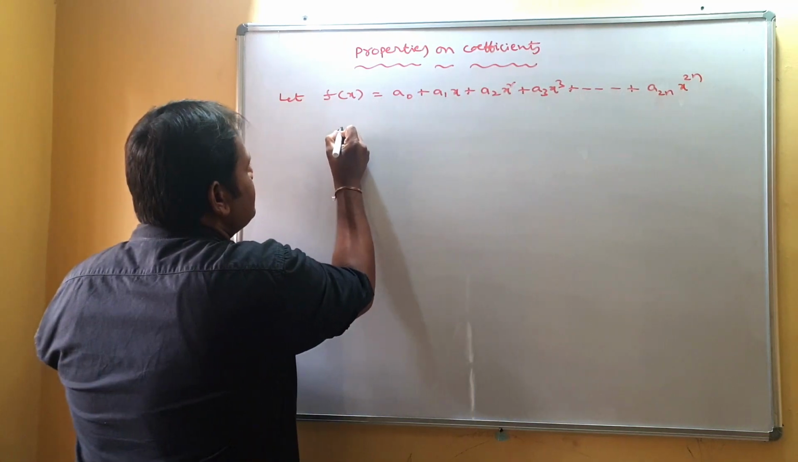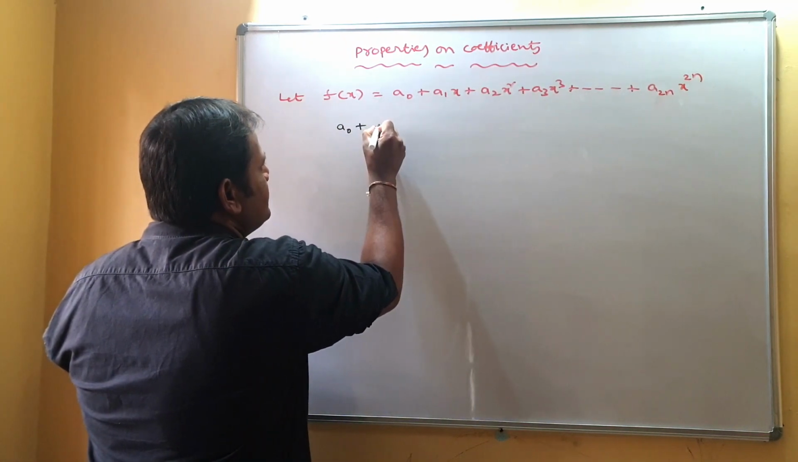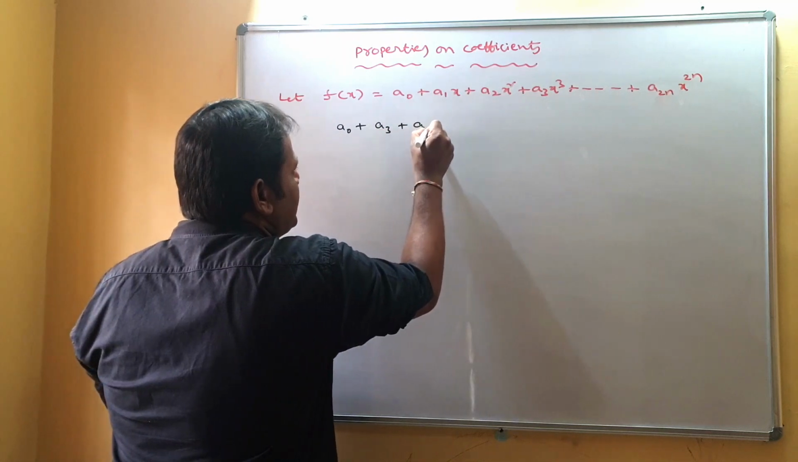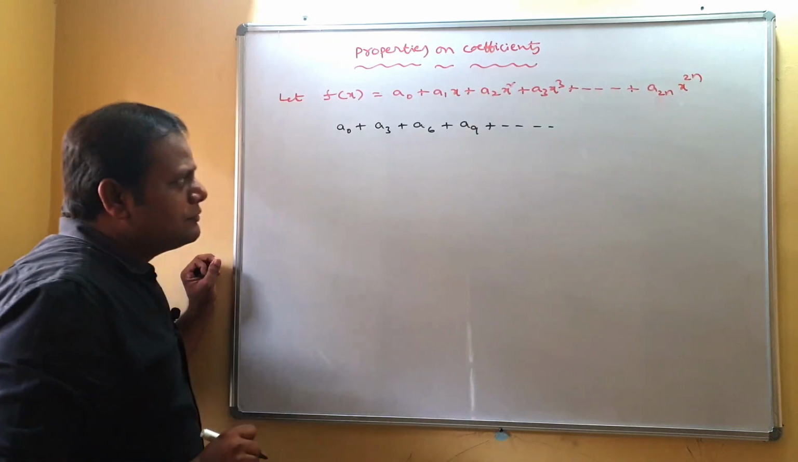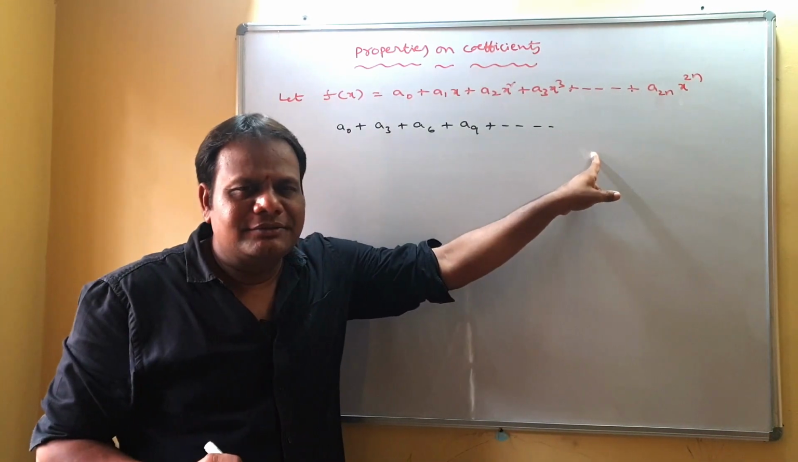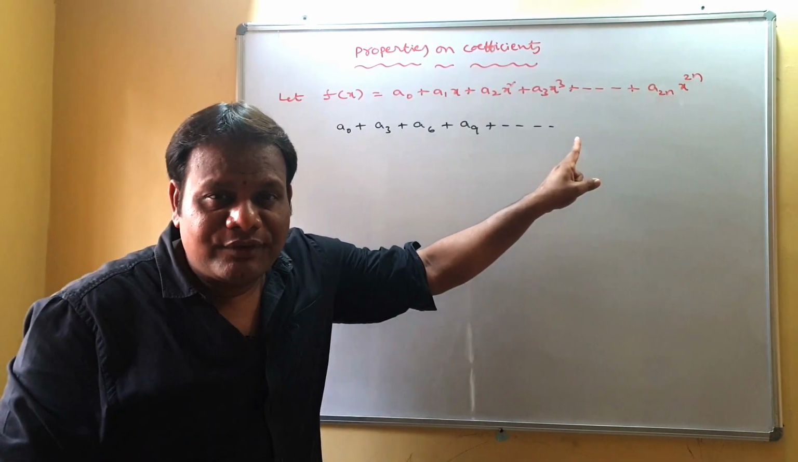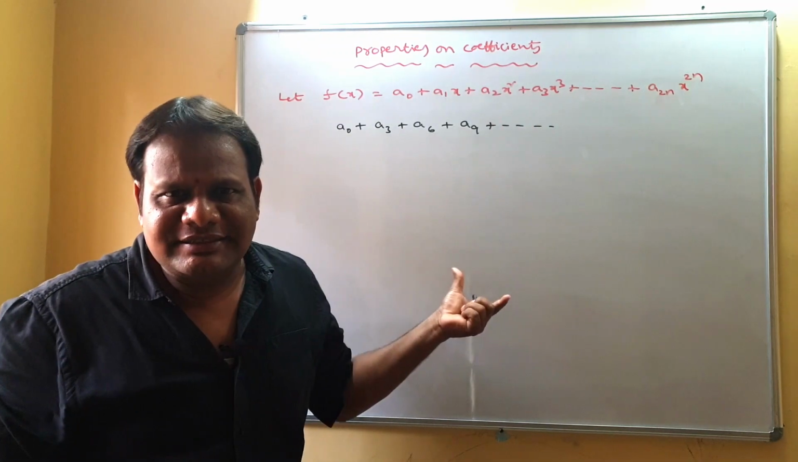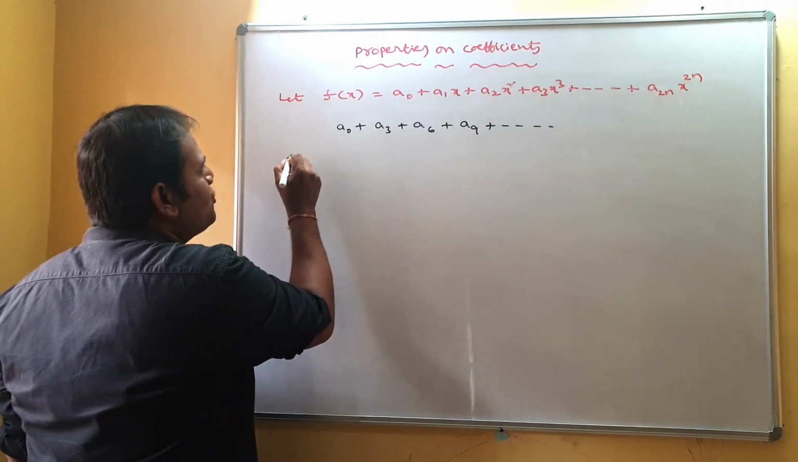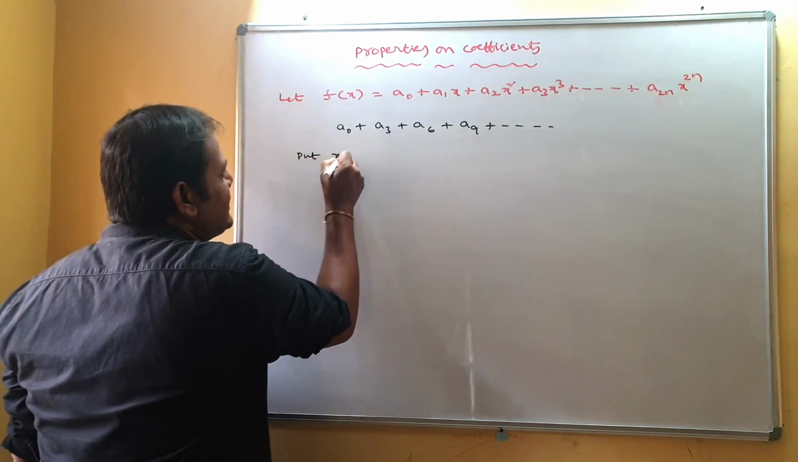Suppose they ask a0 plus a3 plus a6 plus a9 plus so on. Once you observe this, all are multiples of 3. To get this, the hint is, first you put x equal to 1.